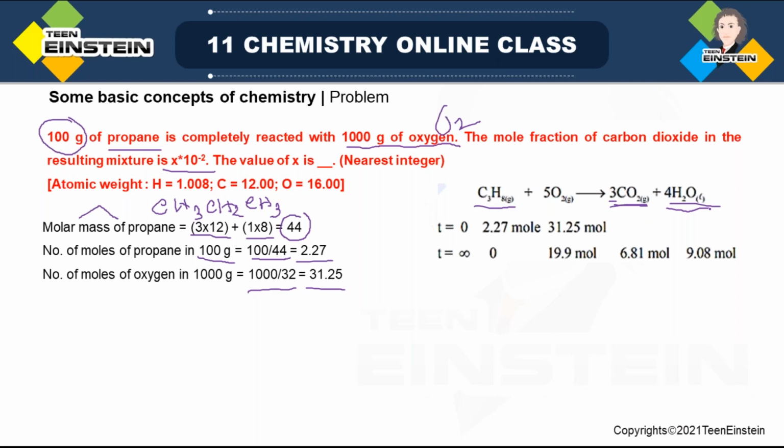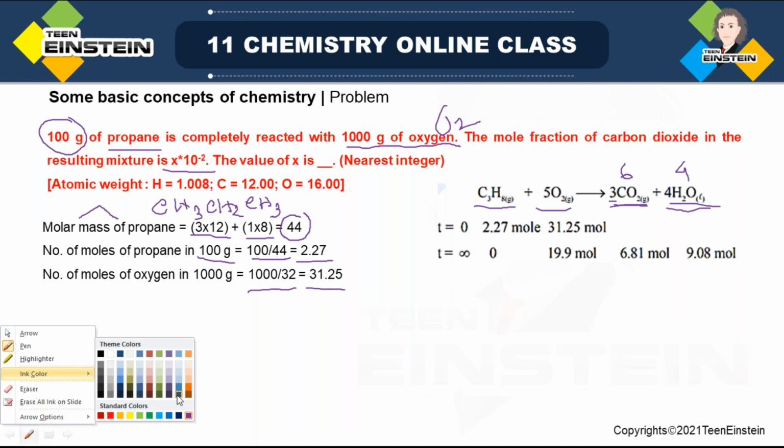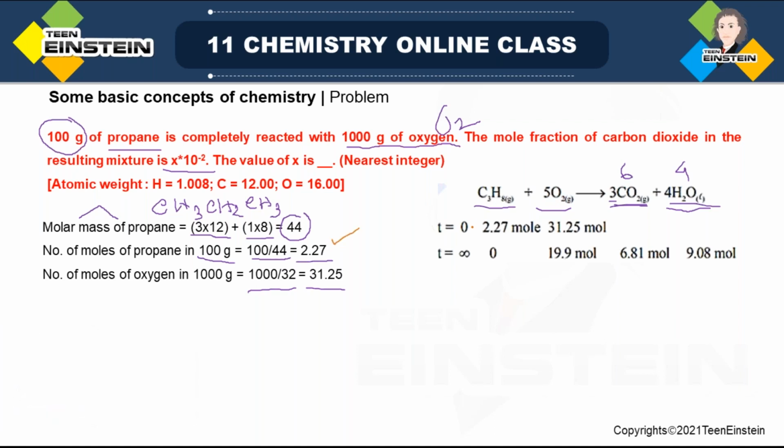4 is the coefficient. Now when you have done this, how many oxygens are there on the right hand side? 3 into 2, 6, and here 4 into 1, 4. That means a total of 10 oxygen atoms must be present on the left hand side. So that is, it is 5. So now you can balance in this way. And as we have already calculated the number of moles, this is for propane 2.27, before reaction, T equal to 0, and before reaction total moles of oxygen 31.25. Now as it is a mole ratio, from 1 mole of propane you will get 3 moles of CO2 and 4 moles of H2O.